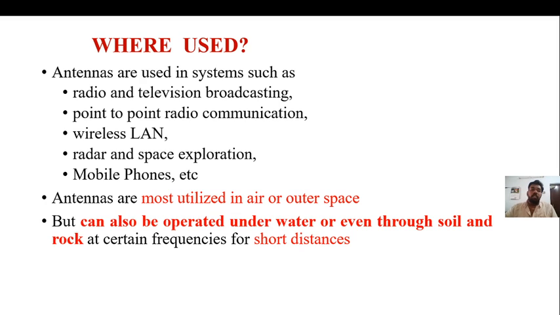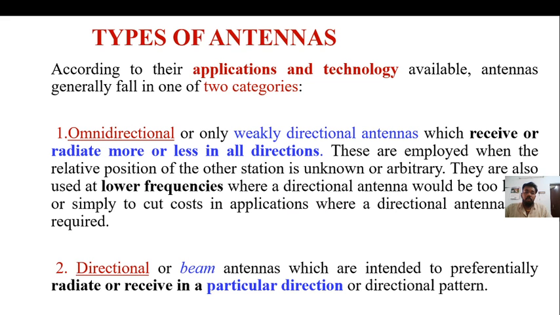Where it is used: antennas are used in systems such as radio and television broadcasting, and also in point-to-point and radio communication, wireless LAN, radar and space, and mobile phones. These are the normal antenna application areas. In the current trend, antennas have been designed for underwater and even through soil and rock for short distance communications. This is the major antenna research area. Now it is in trend.